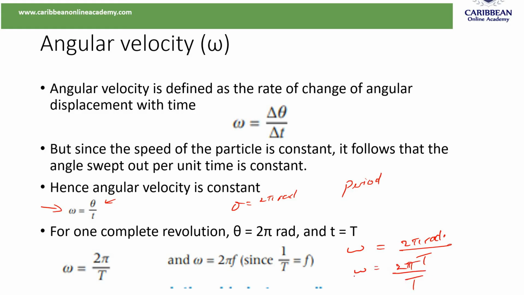Now, because there's a relationship between frequency and period, we can also come up with another equation to say that angular velocity is equal to 2 pi f. If we just substitute for 1 over T in our equation here, we would get that the angular velocity is equal to 2 pi f.